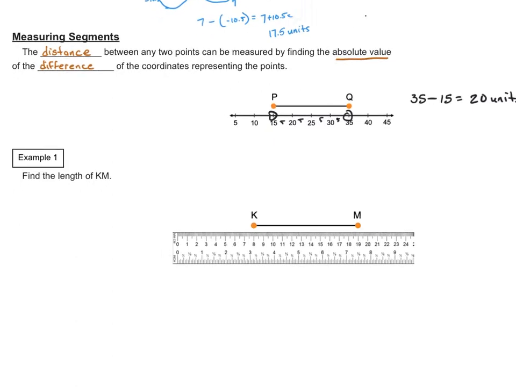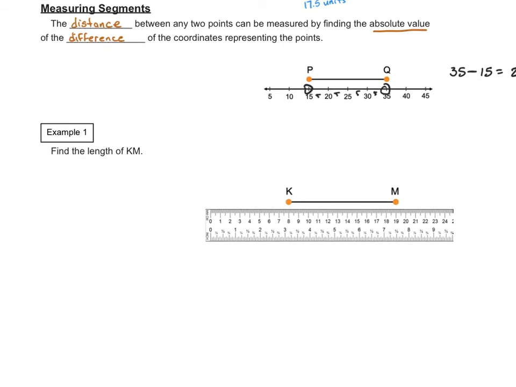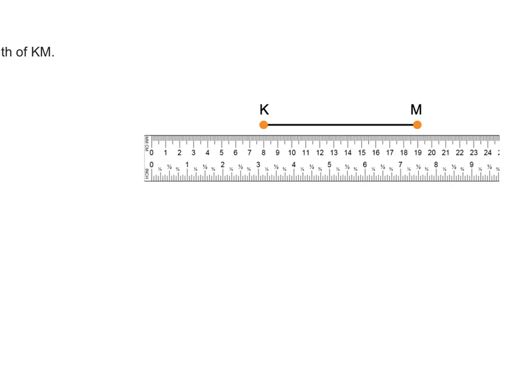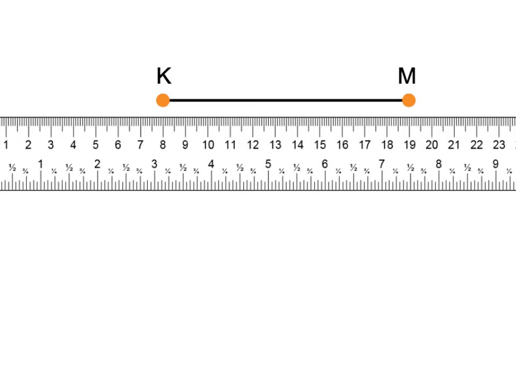And let's see here. Example number 1: find the length of KM. Now, it depends. Do we want to use centimeters, millimeters, or inches? As I look at this, I can say that K seems to be at the 8 centimeter point and M is at the 19 centimeter point.